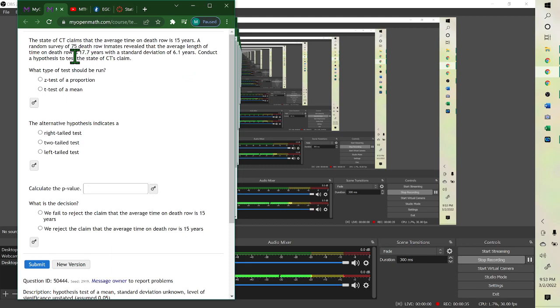Now, even though the sample size is large, it is still going to be a t-distribution because your standard deviation is from the sample and not the population.